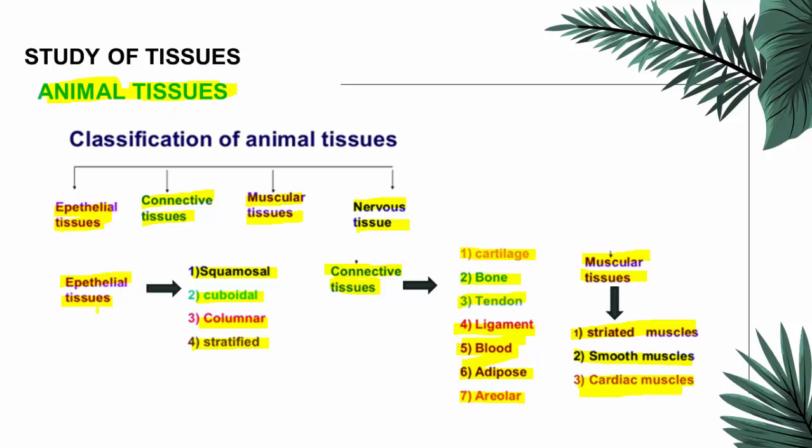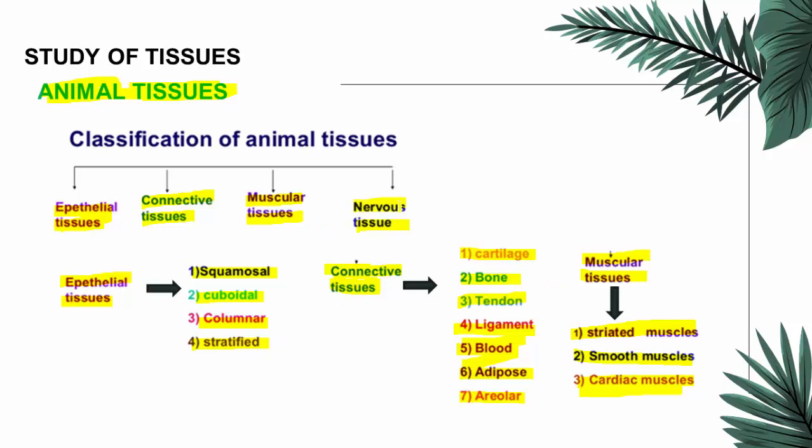So moving to these tissues one by one in detail. What is the function of epithelial tissue? What is the meaning of squamous, cuboidal, columnar and stratified? Similarly with reference to connective tissues and muscular tissues.